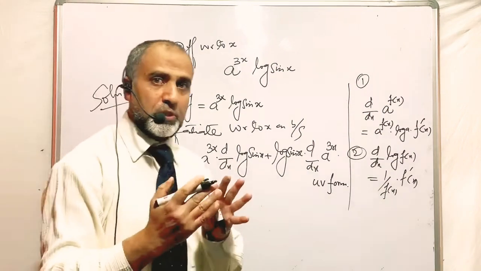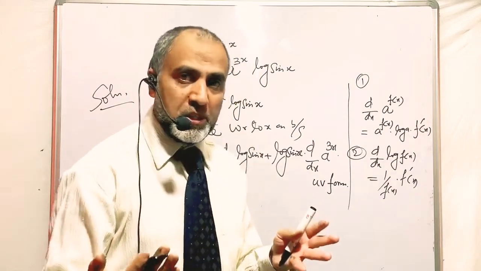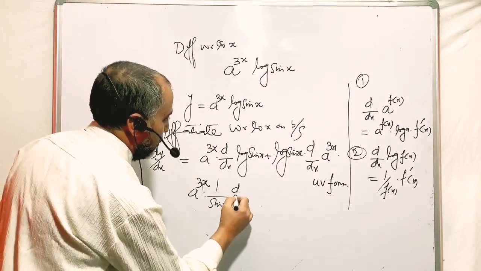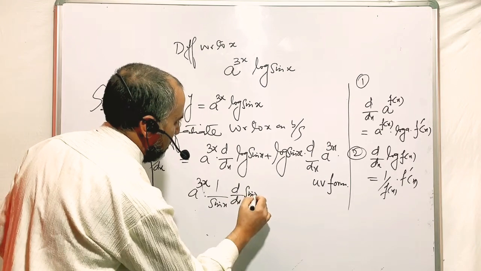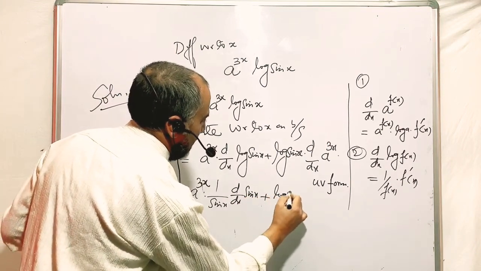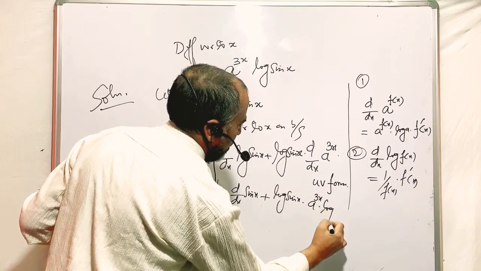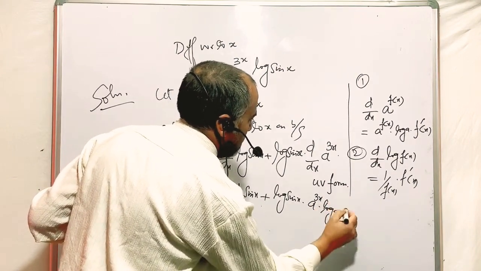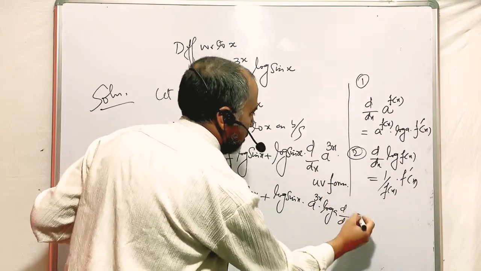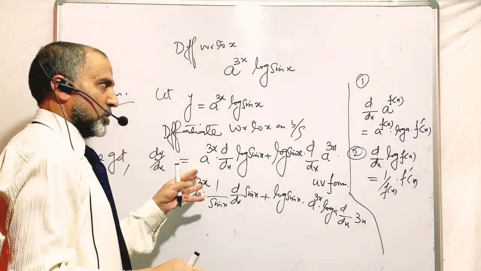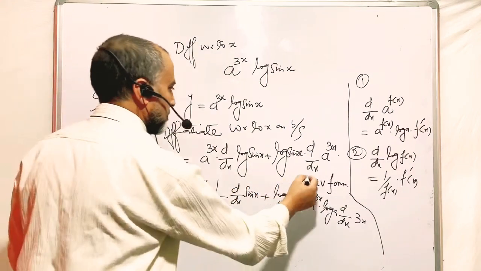अब log of function, log of sine of x. Function है यहाँ पे sine of x. It is 1 by sine x. हाँ, derivative इसका d by dx of sine of x वो आपको multiply करना है. Log of sine of x as it is. यहाँ पे a raised power 3x as it is into log of a. लेकिन इसमें आपको multiply करना है d by dx of function 3x. बराबर ये दो मेथड्स हमने यूज किए, उसके साथ साथ प्रोडक्ट रूल भी यूज किया.